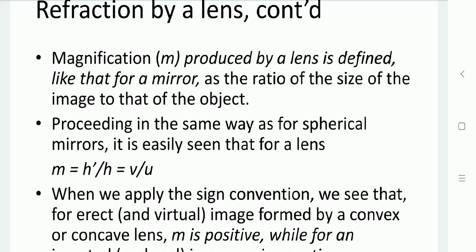When we apply the sign convention, we can define whether the image will be virtual or erect for the convex or concave lens, that m is positive or negative. So we can say that m is positive for erect and m is negative for inverted or real.